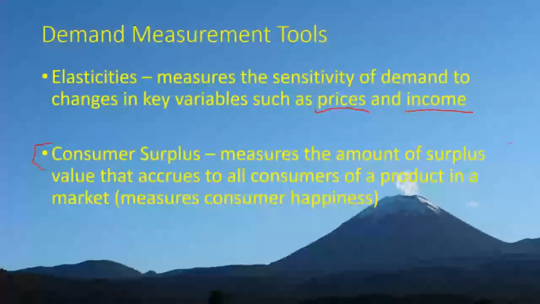So the strict definition is consumer surplus measures the amount of surplus value that's going to accrue to all of the consumers of a product in a market. In a sense, it's measuring consumer happiness. It's going to be a measurement taken at a particular price that prevails in the marketplace, generating a certain level of demand for a product. With that information and the information that comes from the demand curve itself, we're going to be able to come up with a dollar measure, a dollar value of surplus that's actually accruing to individual consumers.